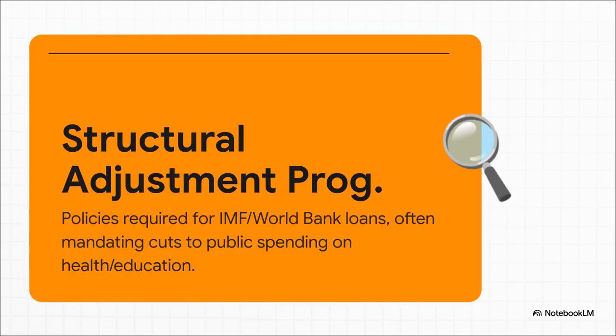And we have to talk about something really controversial: structural adjustment programs, or SAPs. For a long time, if countries wanted to get loans from the IMF or World Bank, they were forced to follow these strict policies, which often meant slashing spending on essentials like healthcare, education, and infrastructure. Critics argue these programs just made poverty and dependency even worse.